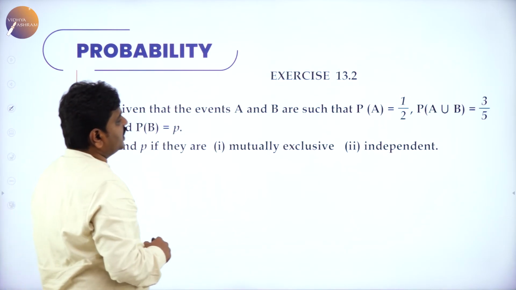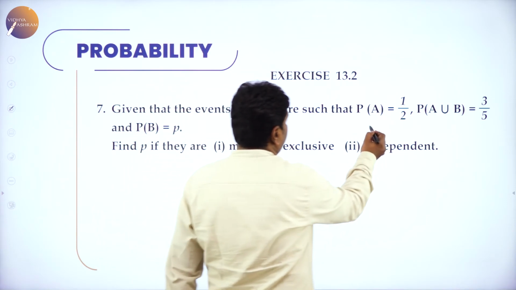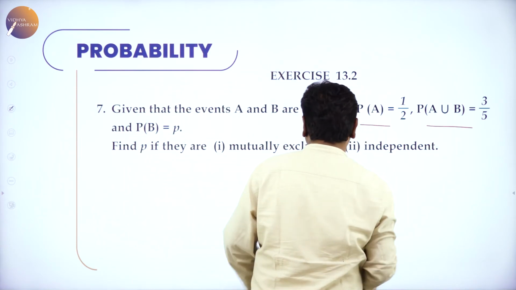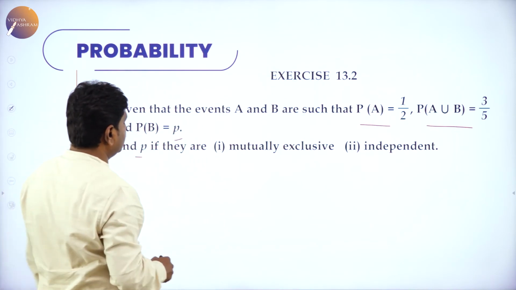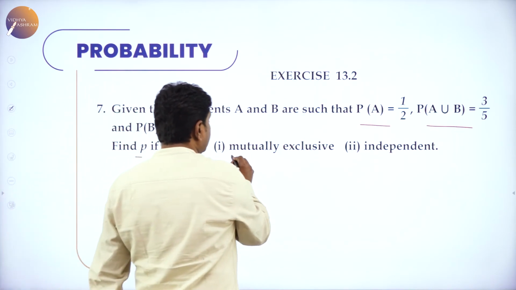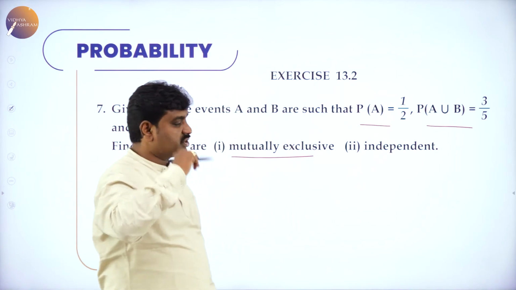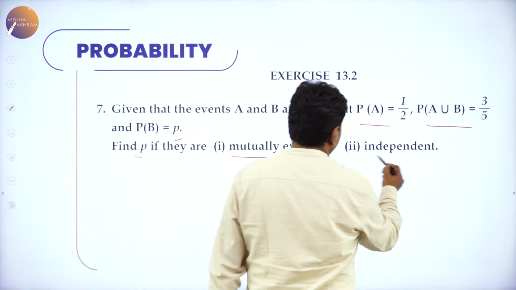Given that the events A and B are such that P of A is half, P of A union B is 3 by 5, P of B is small p, find this small p if they are mutually exclusive. First case is they are mutually exclusive. Second one, they are independent.